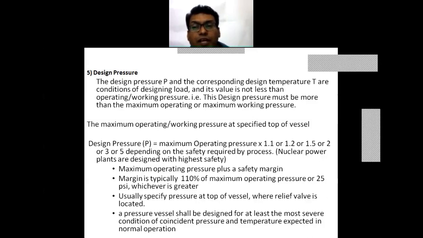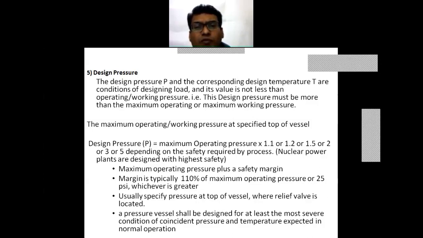So generally the maximum operating pressure, that is given in our numericals, can be multiplied by a factor of 1.1 or 1.2 or even 1.5 or 2 or 3 or 5. That depends on the safety requirements of the process, what type of process it is; I have to decide its safety on that basis.